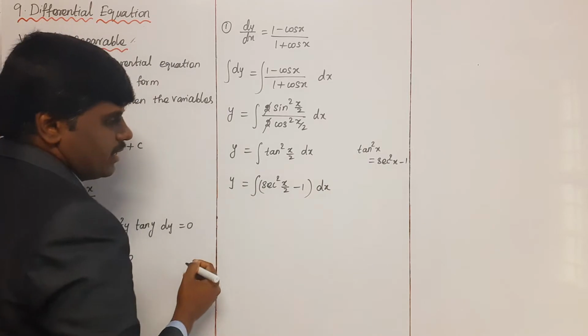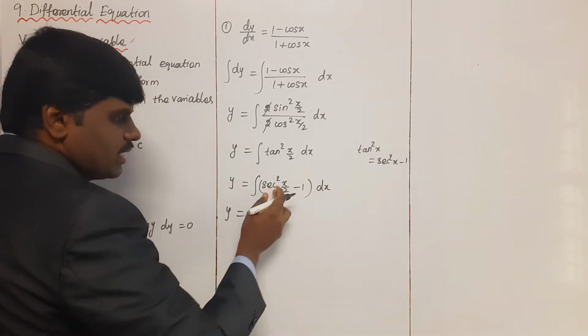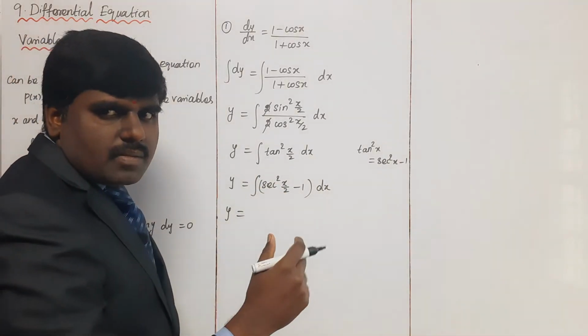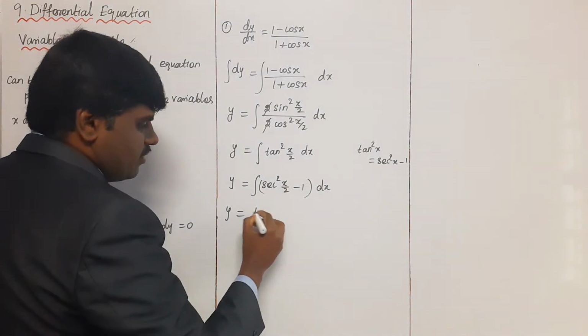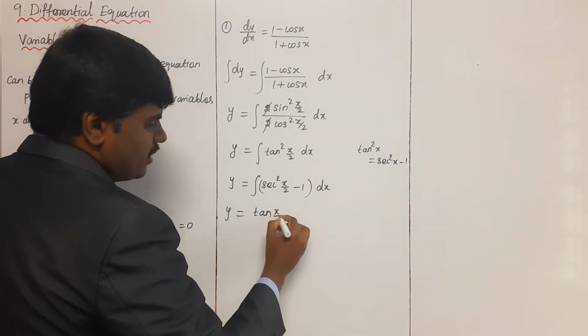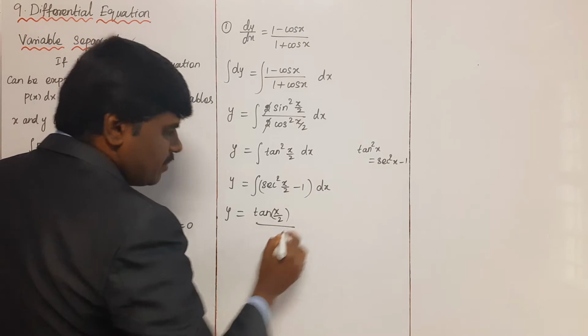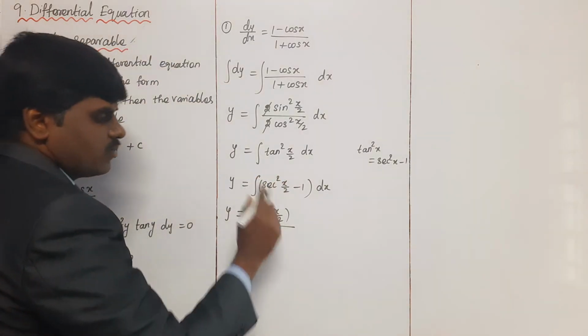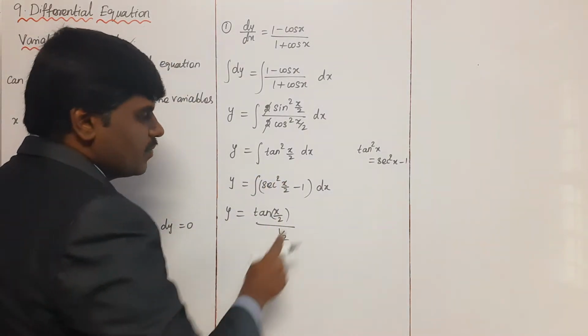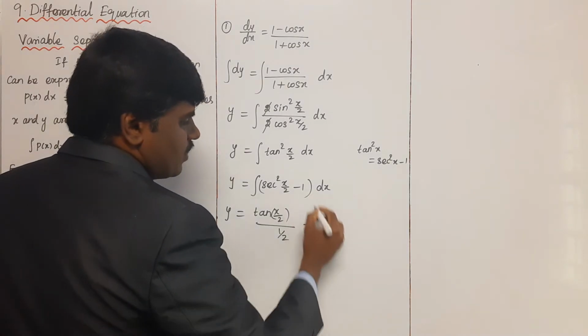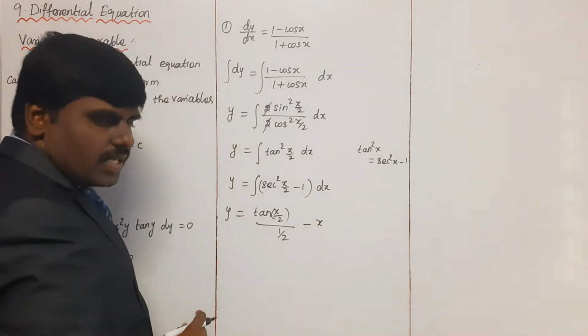So now you have to integrate. So y is equal to the integration of secant squared x by 2, which means tan x by 2. Is clear? Another point: tan x by 2 divided by the coefficient of x, what's the coefficient of x? That is 1 by 2. So 1 by 2 here. Next, minus the integration of the constant, the value is x.